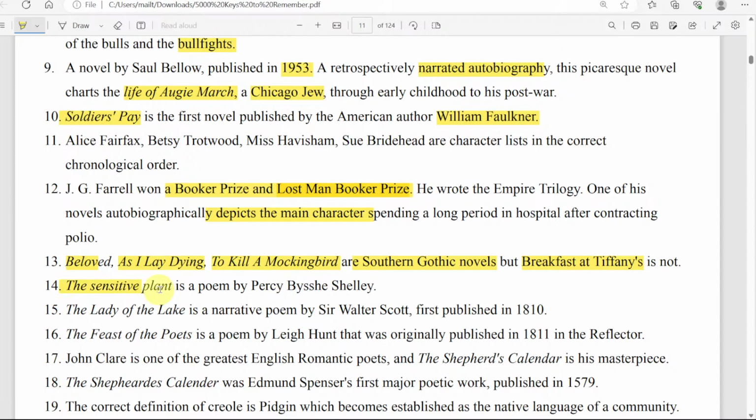The Sensitive Plant, and this is the kind of trend they are asking about, minor works of P.B. Shelley. So The Sensitive Plant, The Triumph of Life, like that, they are asking questions related to P.B. Shelley. So The Sensitive Plant is by P.B. Shelley. The Lady of the Lake, we know it is a narrative poem by Sir Walter Scott, and it was published in 1810. Now, The Feast of the Poets is a poem by Leigh Hunt, and that was originally published in 1811 in the Reflector.